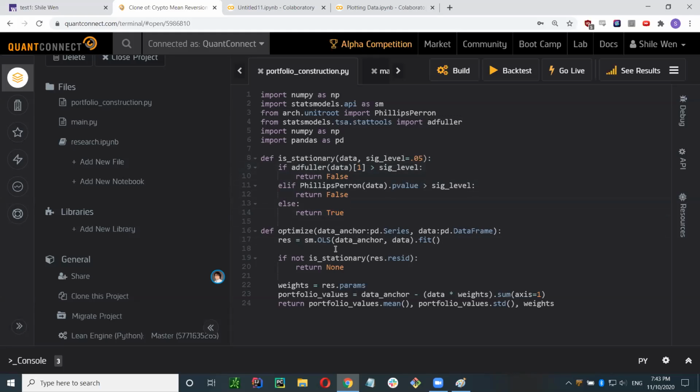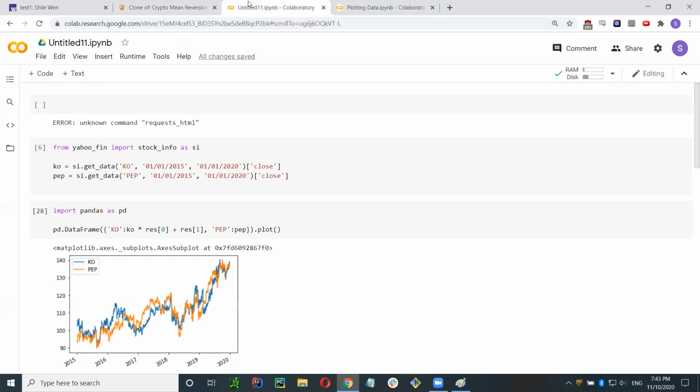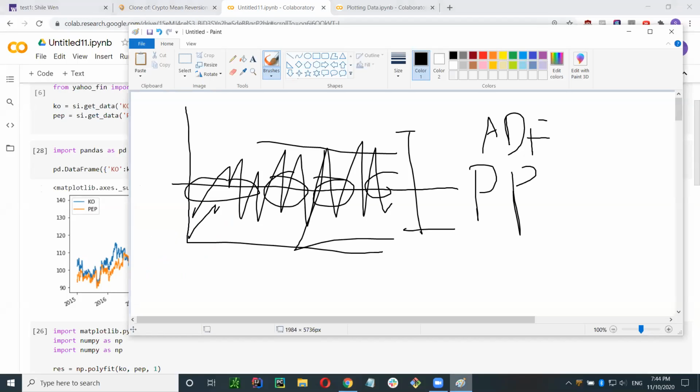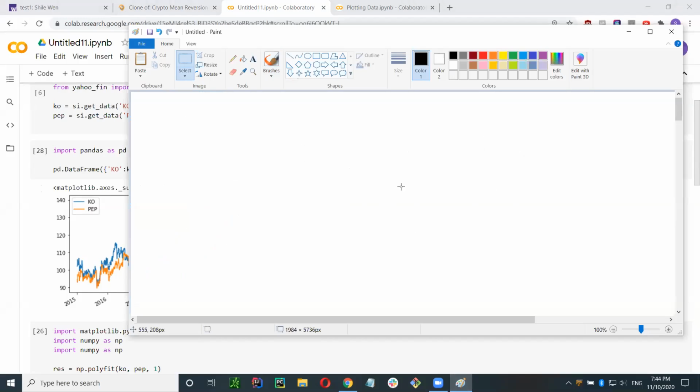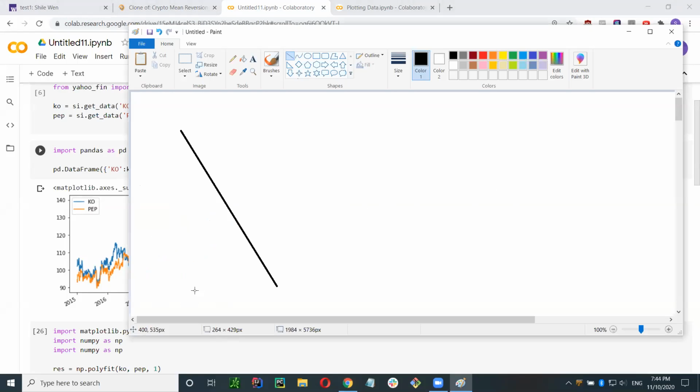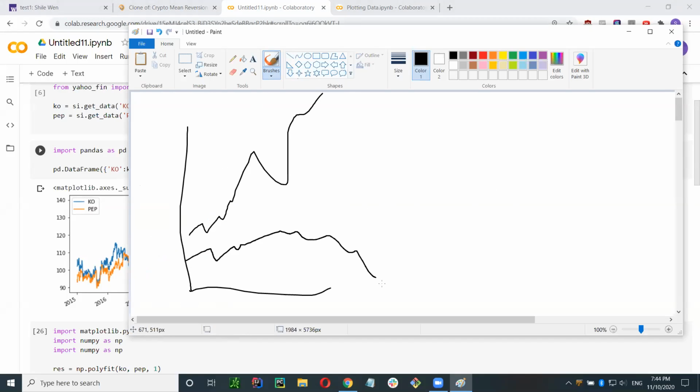Here, I just apply OLS and check that the residuals are stationary. If you remember from earlier, the differences between these two time series are the residuals. We want the differences to be stationary because that means we can trade it as a mean reverting portfolio. You can see the differences don't vary too much. They keep coming back, keep intersecting. What happens if we had one time series that looks like this, and then one time series that looks like this?